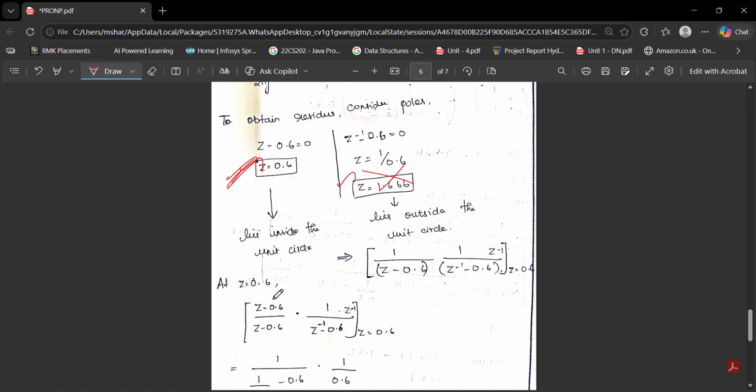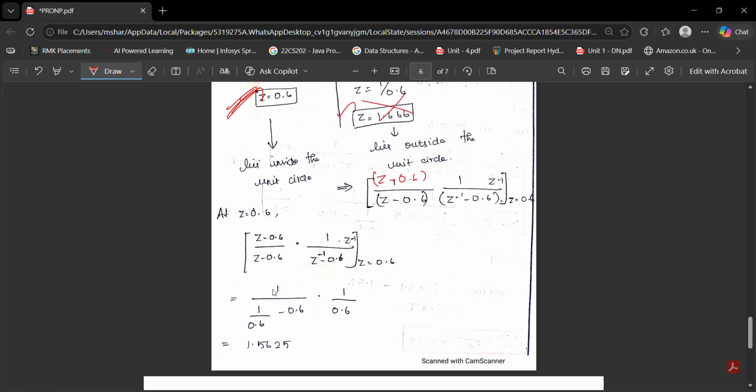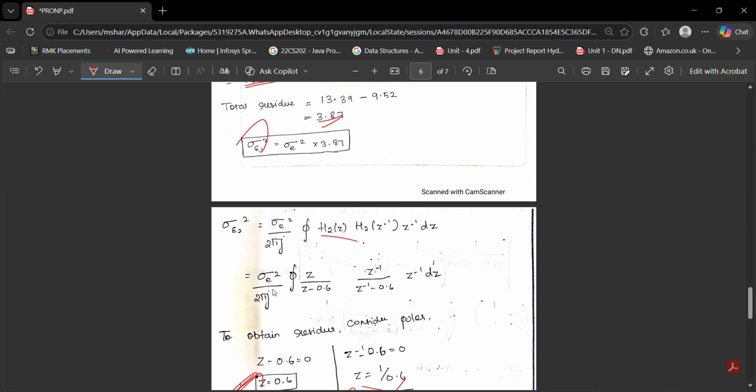So if z is equal to 0.6, I will have to cancel this part. In order to cancel this part, I will be putting it in the numerator also. After cancelling this, only this will remain. So 1 by this z inverse is 1 by 0.6 minus 0.6, then this z inverse is 1 by 0.6. If you solve it, you will get 1.5625. Again, we have calculated only this part.